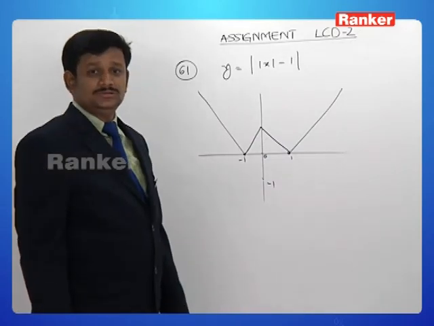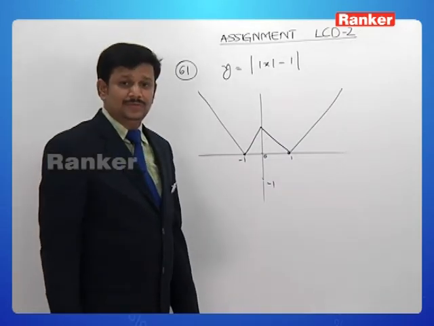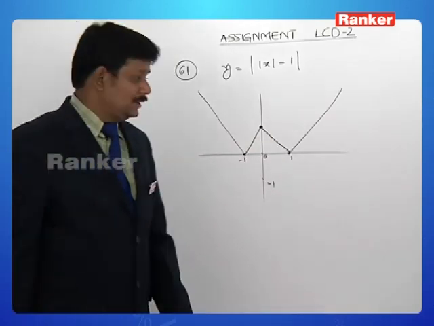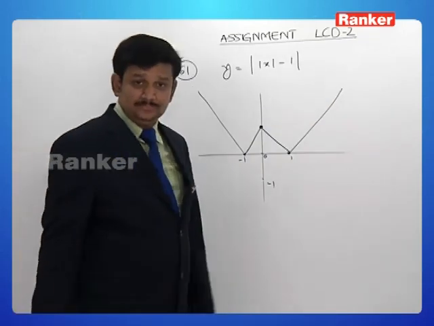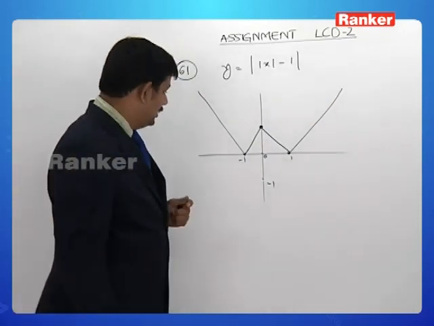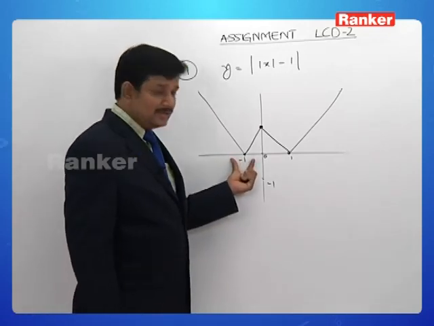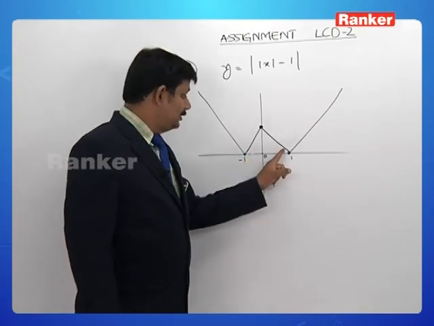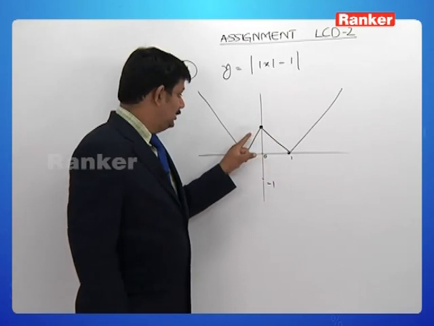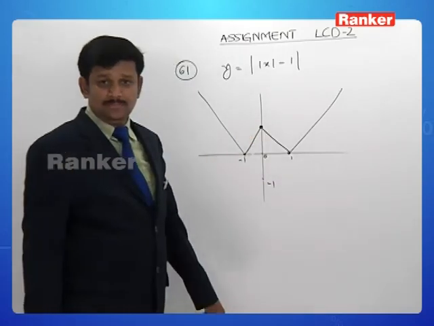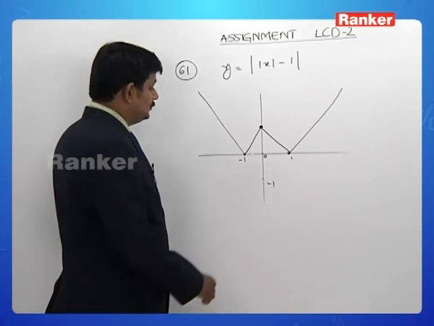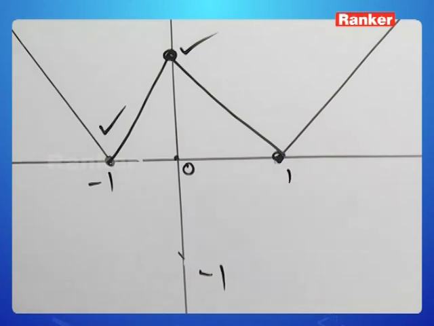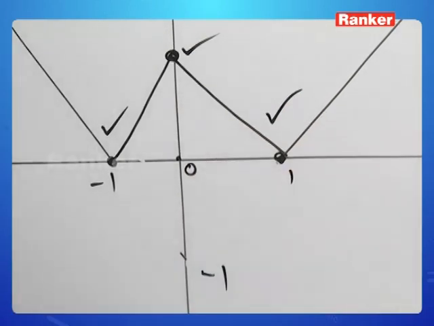Now we have to talk about the differentiability of this function. We know the function is not differentiable whenever we have a sharp point. The function is continuous on R. You can draw the graph without lifting the pen, but we can see a sharp point at minus 1. Left hand derivative is minus 1, right hand derivative is 1. So the function is not differentiable at minus 1. The function is not differentiable at 0. The function is not differentiable at 1.